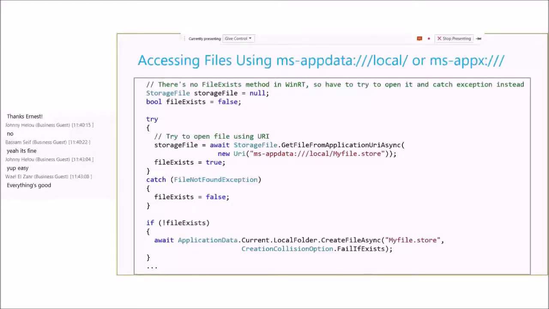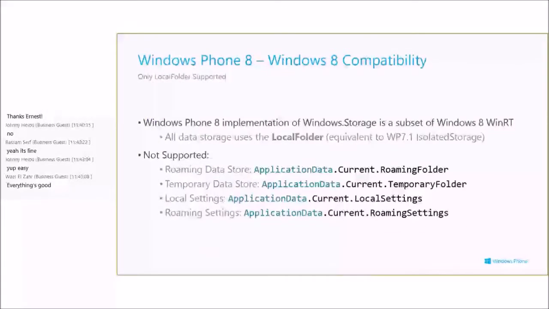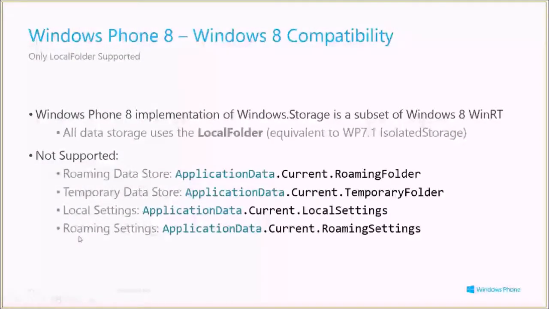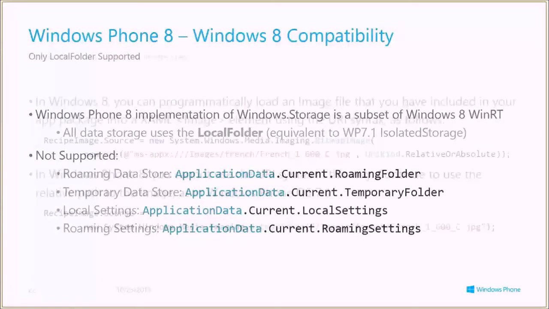Okay. So what about Windows Phone 8 and Windows 8 compatibility? Again, the Windows.Storage API implemented in Windows Phone 8 is a subset of the one on Windows 8. Most routine file and folder access operations are exactly the same, but the roaming data folder and roaming settings API are not supported on Windows Phone, nor is the temporary data store. All the data storage uses the local folder, equivalent to the one in 7.1. So only the local folder is supported. Other folders, like the roaming folder, temporary folder, local settings, and roaming settings, are not supported on Windows Phone. These are just for Windows 8.